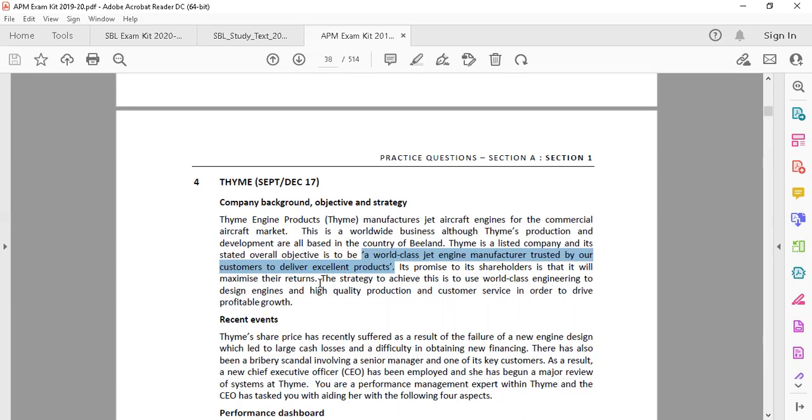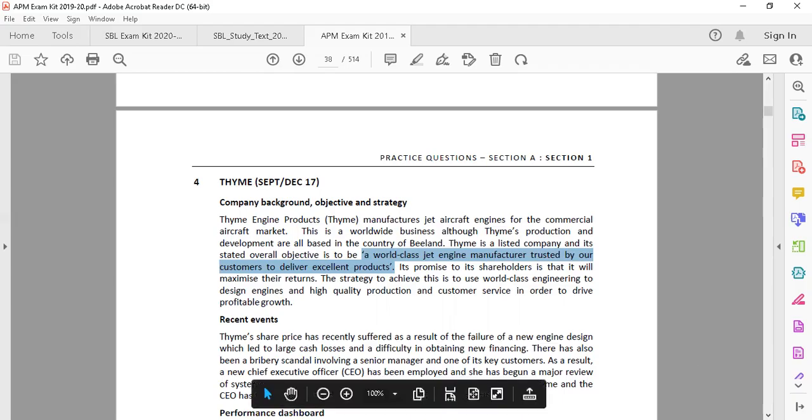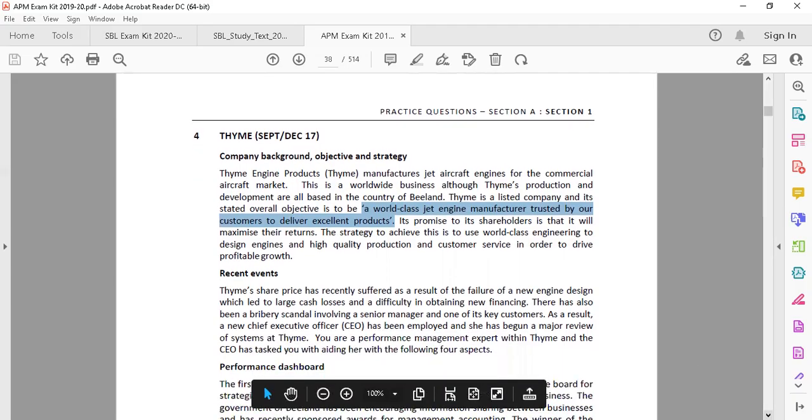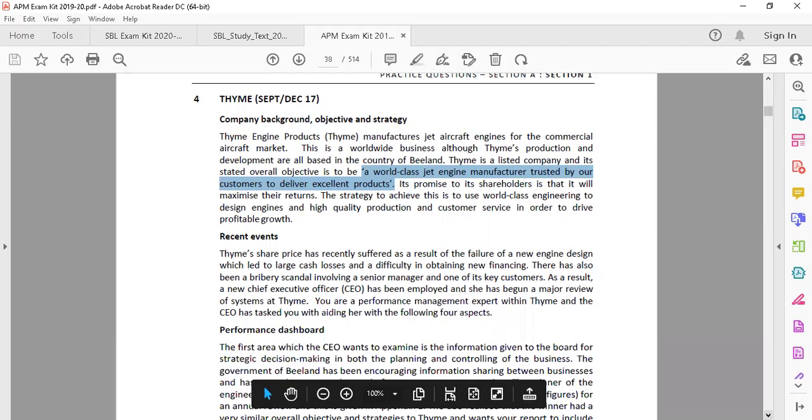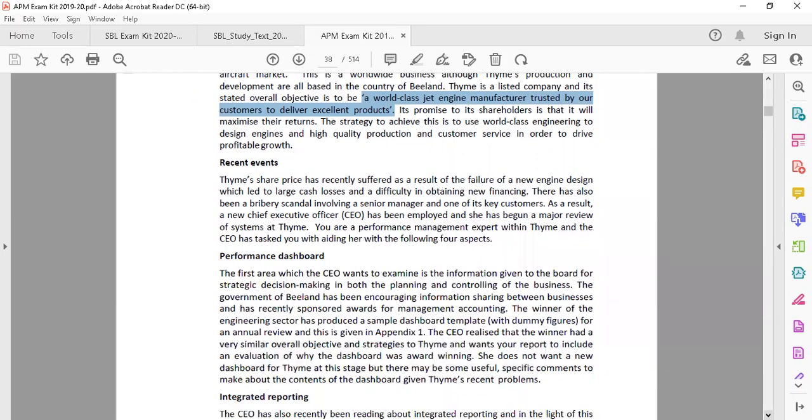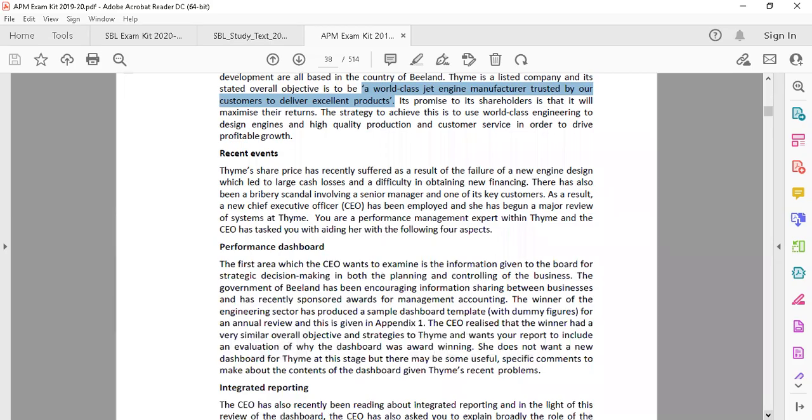What happened at Time? Recently, the share price has suffered as a result of failure of a new engine design. That's the scenario we are now considering, which led to large cash losses and a difficulty in obtaining new finance. There has also been a bribery scandal involving a senior manager. So there is some difficulty which Time is facing right now.